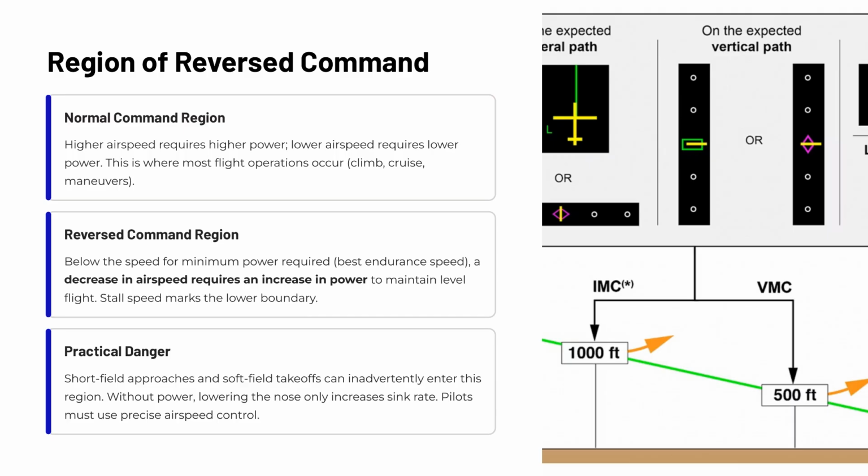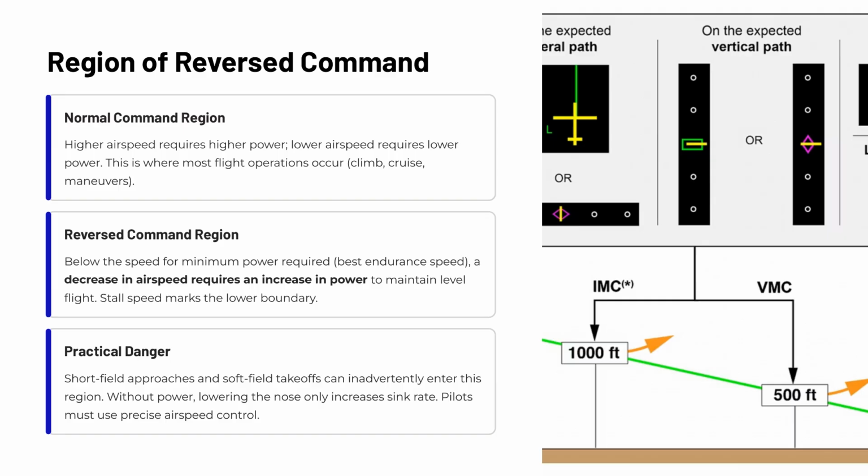The practical danger here is significant. Pilots flying slow, stabilized approaches to short or soft fields can unknowingly enter this region. If the aircraft begins to sink and the pilot instinctively lowers the nose to arrest that sink rate, the response is counterproductive. The sink rate actually increases. The correct response is to add power immediately and restore proper airspeed.